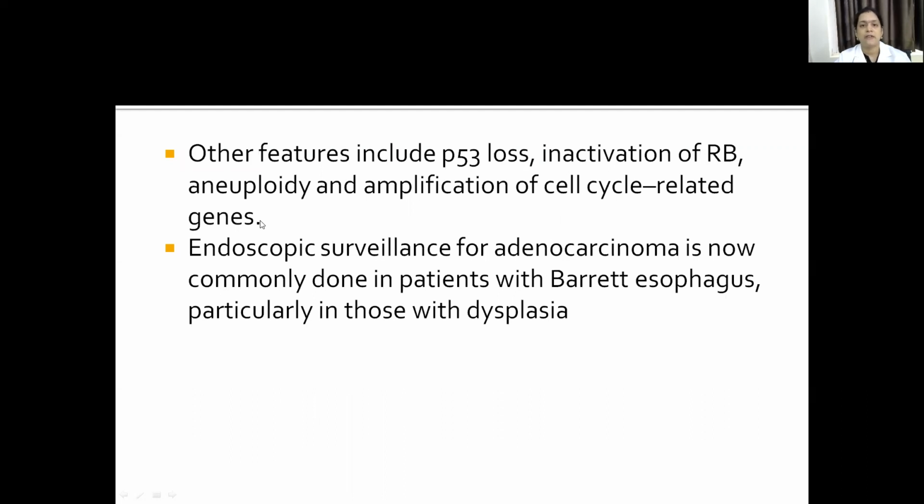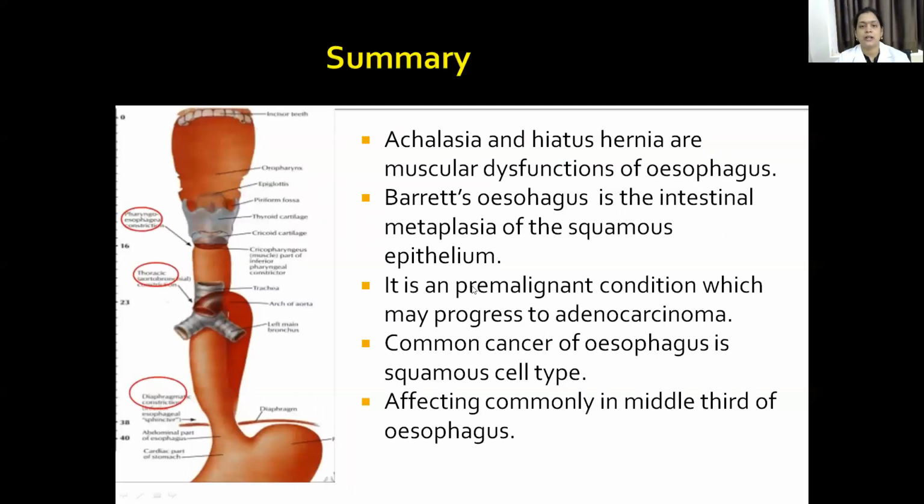So just have to remember these genes. There is a proto-oncogene and tumor suppressor gene. If you remember, the tumor formation is suppressed by the tumor suppressor gene. So inactivation of the tumor suppressor gene will activate the growth of the cancer. So the endoscopic surveillance is also being taken place.